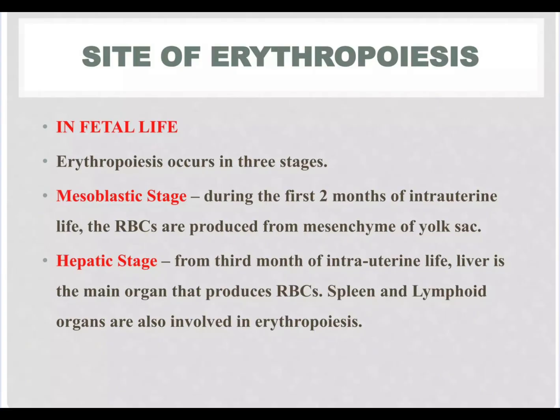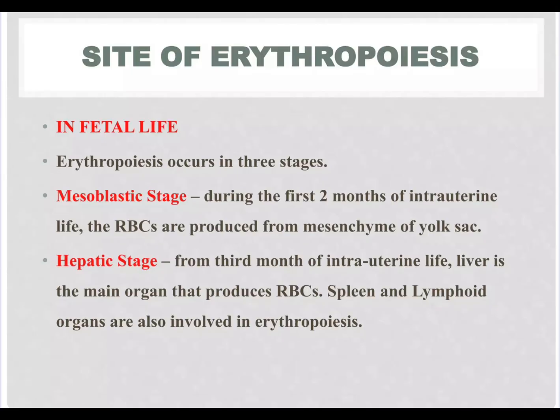The next place is the hepatic stage. From the 3rd month to about the 7th month, the liver starts producing red blood cells or blood cells in general. But at first it is uncommitted, it is not producing a specific blood cell in the womb. Later the spleen and the lymphoid organs are also involved in erythropoiesis or hematopoiesis.